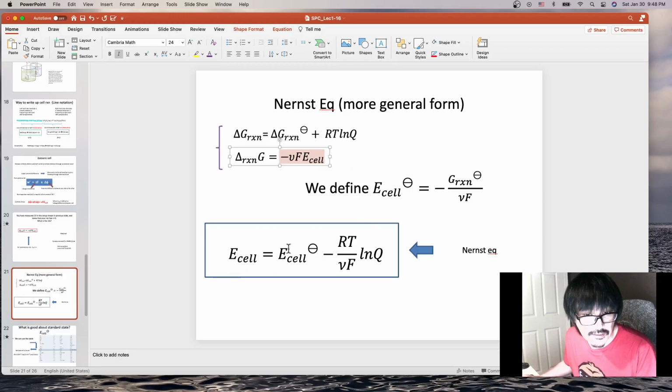The E cell is equal to E cell standard minus RT over nF of the log Q. The E cell standard is actually defined this way so that it's going to look clean. That's called the Nernst equation.